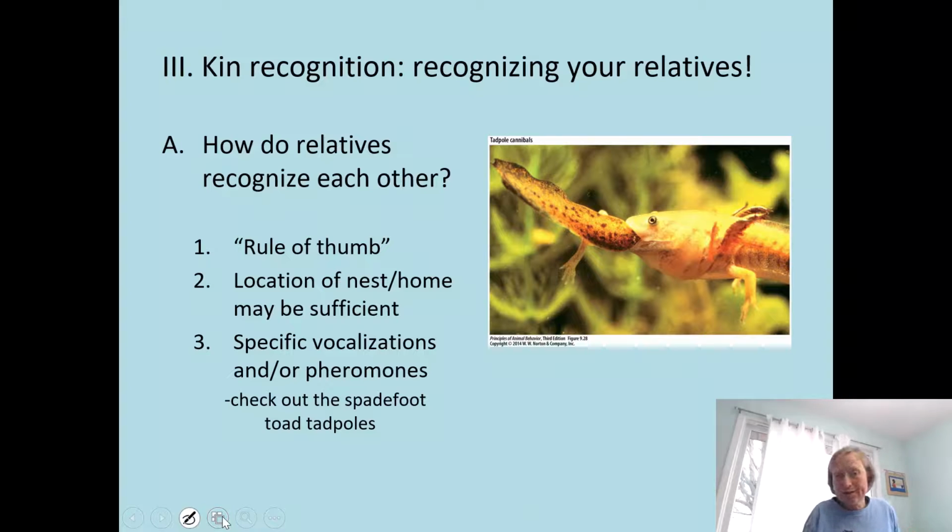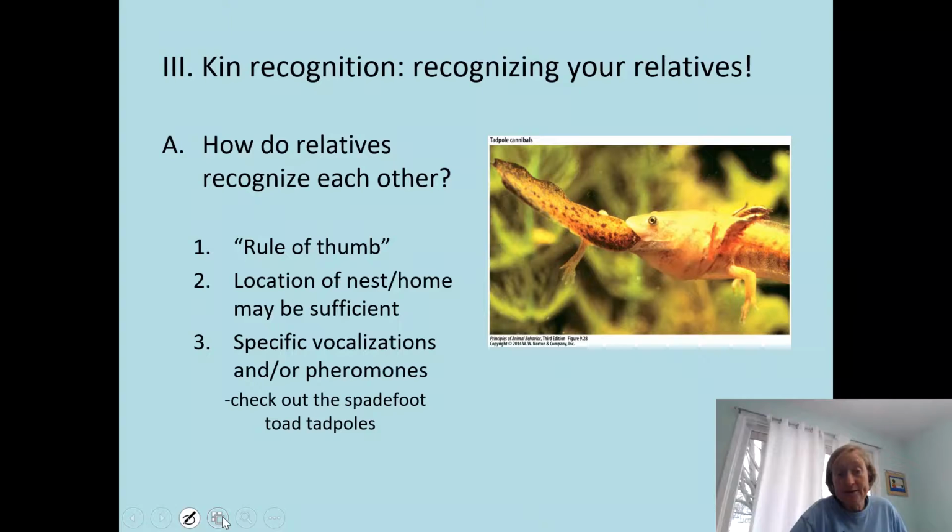There are cheaters using this rule of thumb. There are cheater birds, for example, whole species of birds that basically lay their eggs in the nest of other birds, and then they go away. And those other birds raise their eggs. It's ridiculous, even to the exclusion of their own offspring. But rule of thumb is one way that you can recognize your relatives. Hey, you're nearby. You must be a relative.